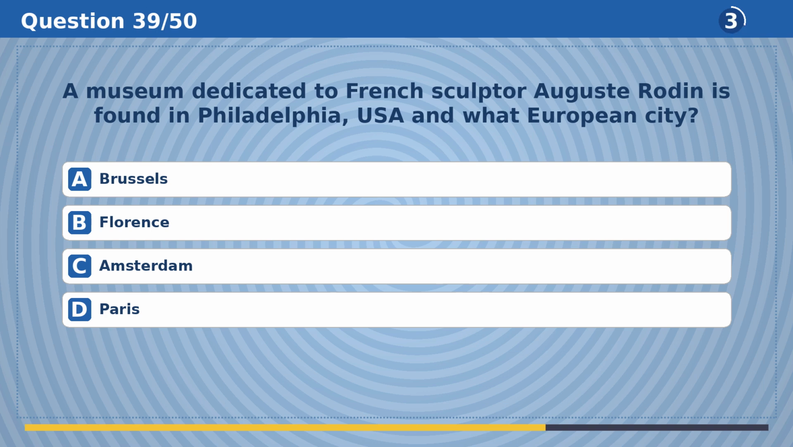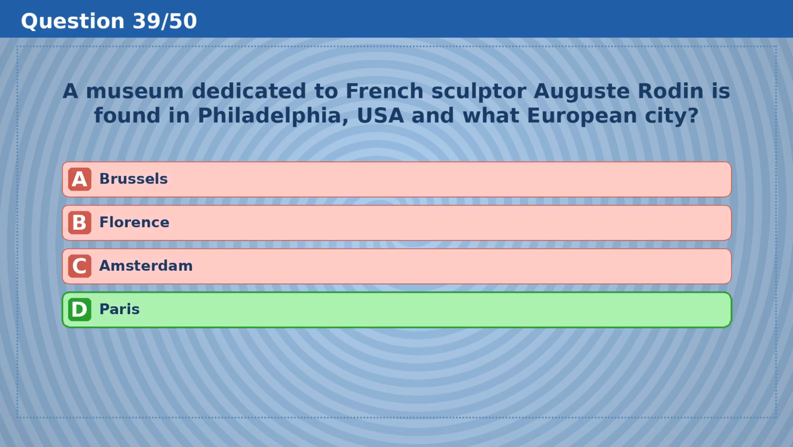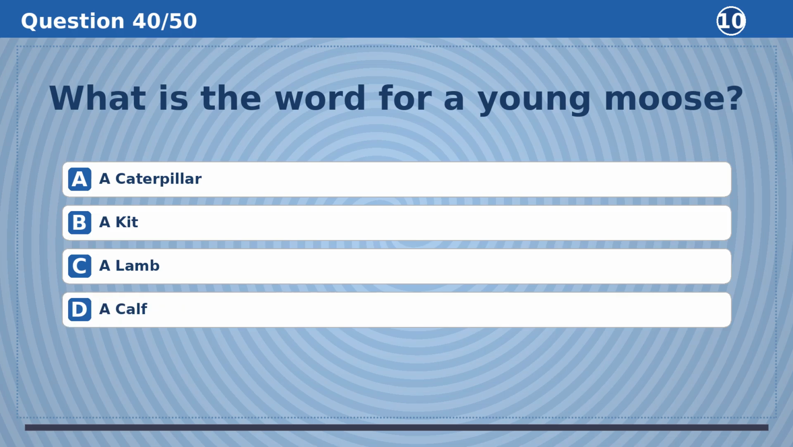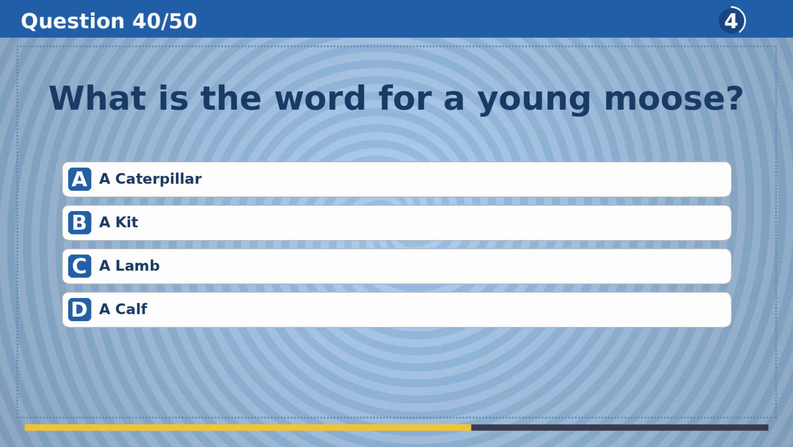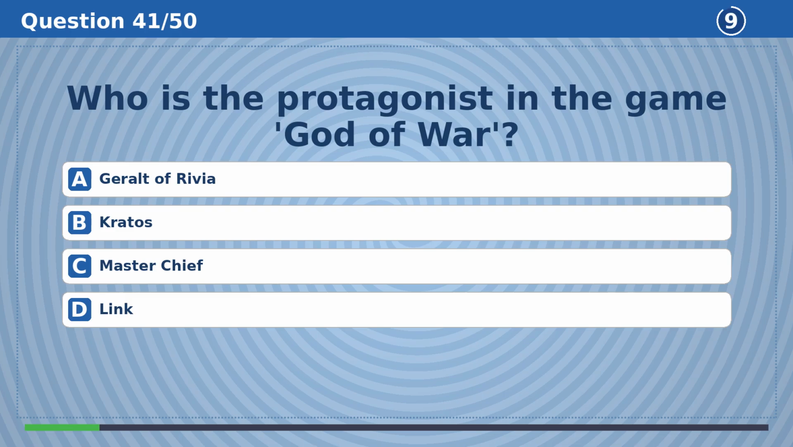A museum dedicated to French sculptor Auguste Rodin is found in Philadelphia, USA, and what European city? The answer is D. Paris. What is the word for a young moose? The answer is D. A calf.